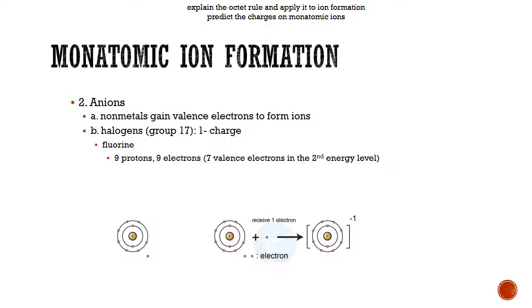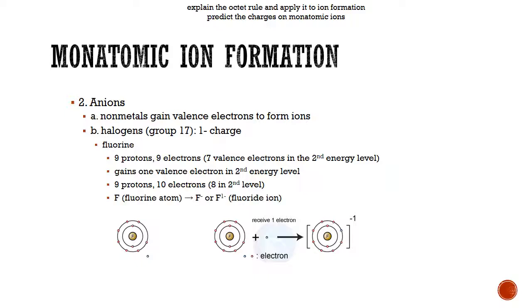It then gains or receives 1 electron, and notice you can see it here now in the model. It now has a full outer energy level, meaning it's now the most stable it can be. So we've gone from 9 protons and 9 electrons to 9 protons and 10 electrons. So we now have 1 more electron than proton. So this will make the ion negatively charged.